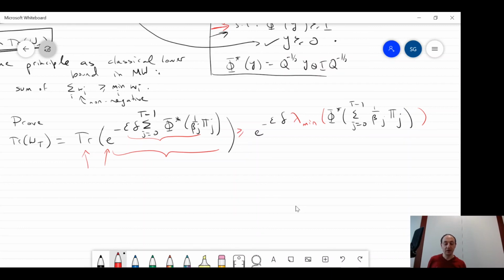So instead of adding up all those e to the minus whatever terms, just pick the smallest one of those and keep that one. That will give you the lower bound, right? That's exactly what we set up here. And that's exactly what this is doing. It basically picks the eigenvalue out of that operator which is going to result in the smallest exponentiated value. Okay?